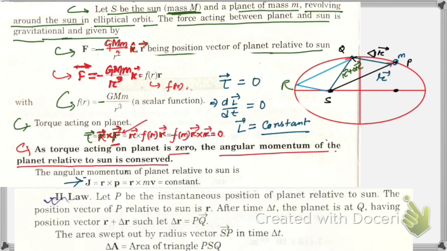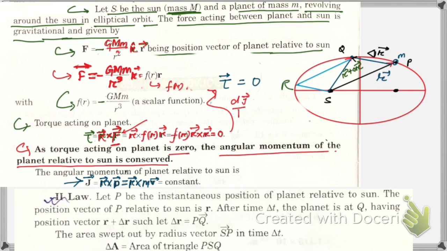Here they are using the letter J, capital J, for angular momentum. This R cross P is equal to R cross M V, where V is the velocity vector and this is the R vector, right? So this is constant. Instead of L, they are using J actually. So let me write here J. From this relation, torque is 0, and torque is nothing but rate of change of angular momentum, which is equal to 0. That's why this angular momentum J must be constant, right?